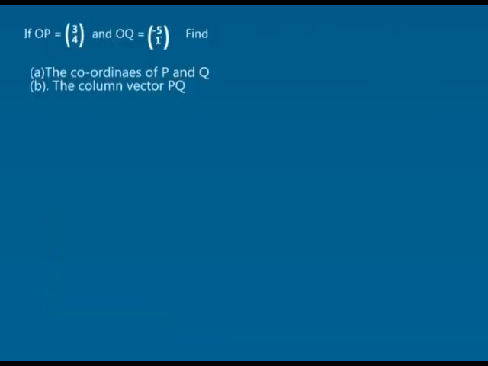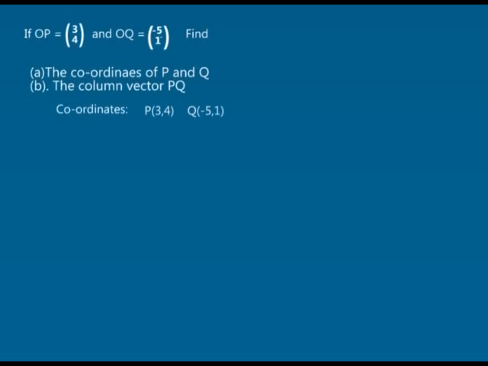An example: if OP is equal to (3, 4) and OQ is equal to (-5, 1), find A, the coordinates of P and Q, and B, the column vector PQ. In the solution, OP and OQ are position vectors of points P and Q respectively, and so their coordinates are rather direct. P is (3, 4) and Q is (-5, 1).